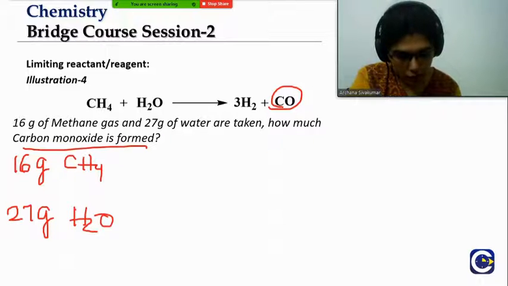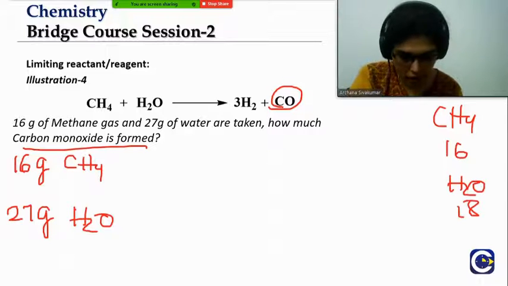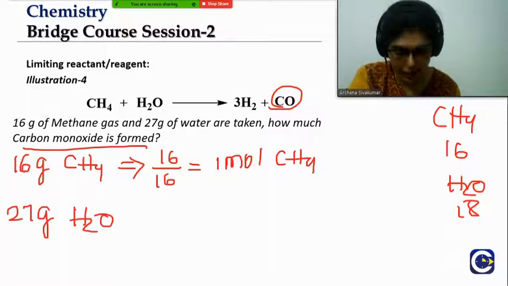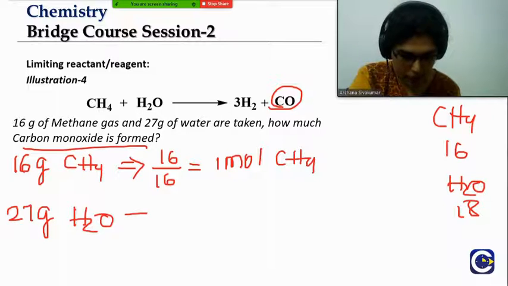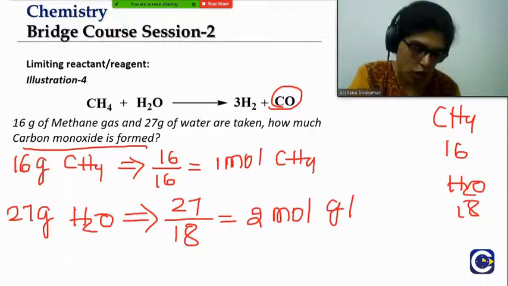Now I have to convert this into moles. For methane, the molar mass is 16. For water it is 18. Using that, 16 over 16, you will get 1 mole of methane in 16 grams. And for water, 27 divided by 18, you will get 1.5 moles of water.